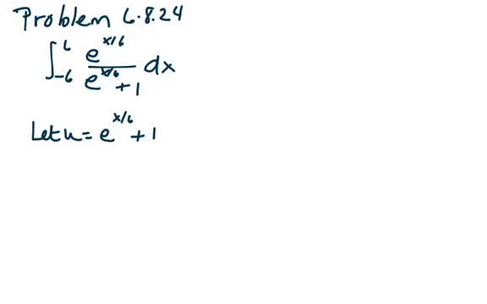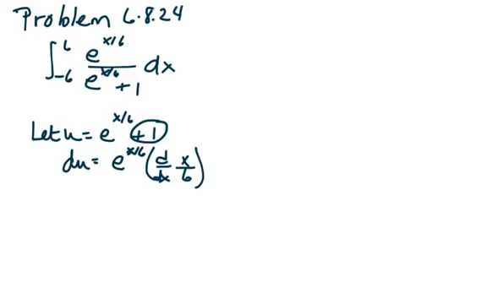But if we let u equal e to the x over 6 plus 1 and take the derivative of this, we get e to the x over 6 times the chain rule, which is the derivative of x over 6. And then the derivative of 1 is 0. So we're left with 1/6 e to the x over 6. Right? That is your derivative of u.